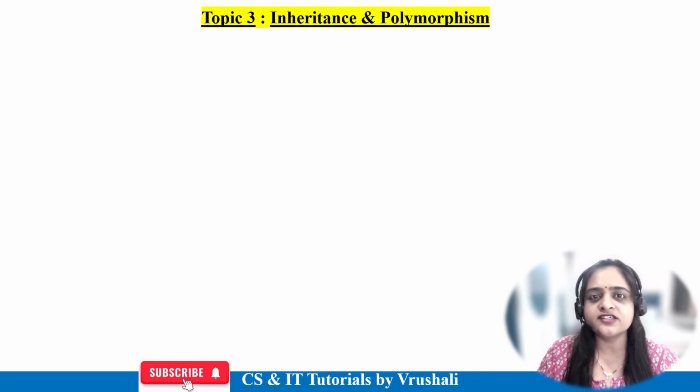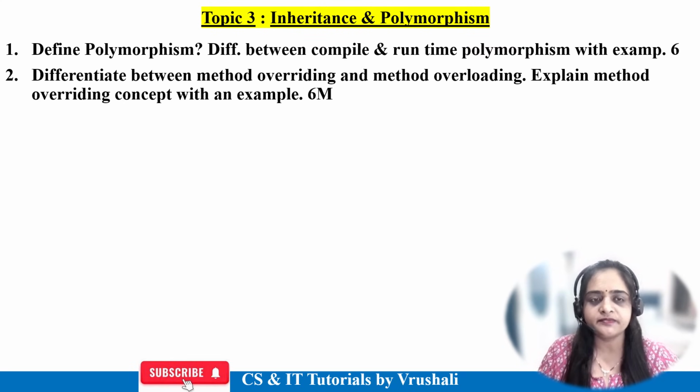The next topic is based on inheritance and polymorphism. First we will discuss questions on polymorphism. They have mostly asked any one question from this, like the definition of polymorphism, then the difference between compile-time and runtime polymorphism with example. Here you have to mention a maximum of 6 points with examples. Otherwise, they have asked the difference between method overriding and method overloading, and also to explain the method overriding concept with example.